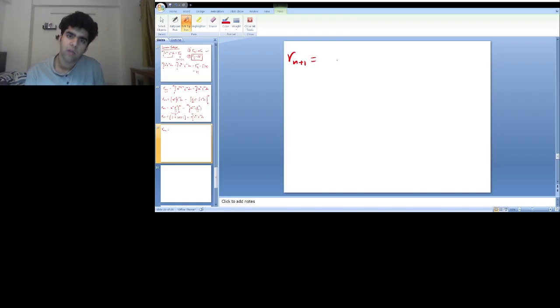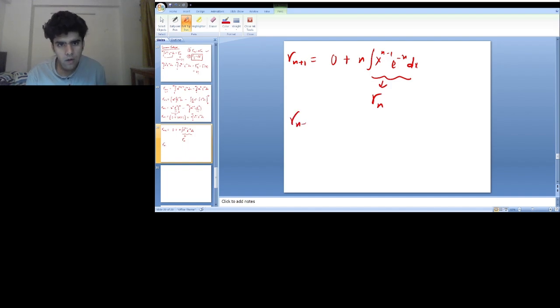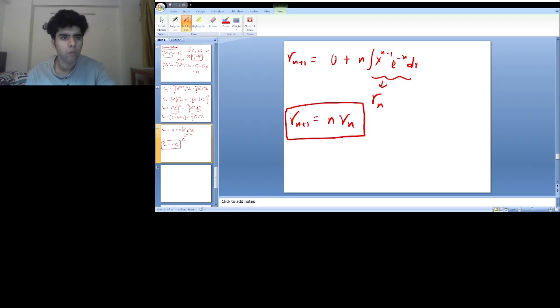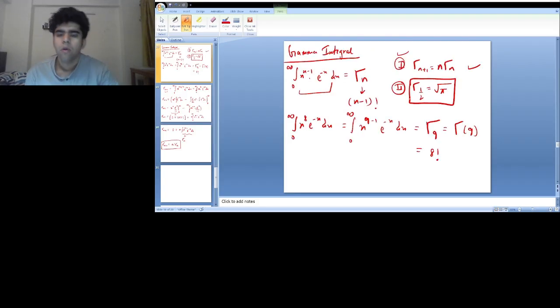Whenever I was substituting infinity, I was getting 0. Whenever I was substituting 0, I was getting 0. So the first term was 0, and there was a plus sign here, and this was n x to the power n minus 1 e to the power minus x dx. Now we know that this is gamma n, so we'll write this as n gamma n. So the property that we needed to prove was gamma n plus 1 is equal to n gamma n.